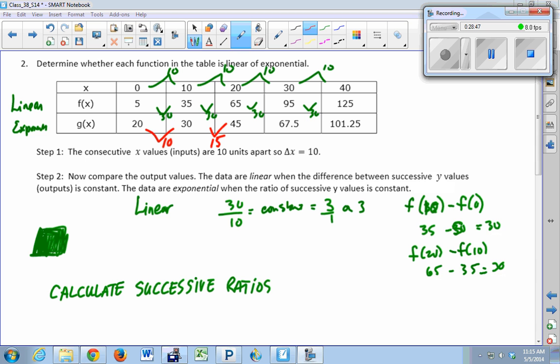So let's see. The first ratio is 30 to 20. Is that the same as 45 to 30? They're both equal to 3 to 2, which is 1.5. So yes, if I did this all the way out.